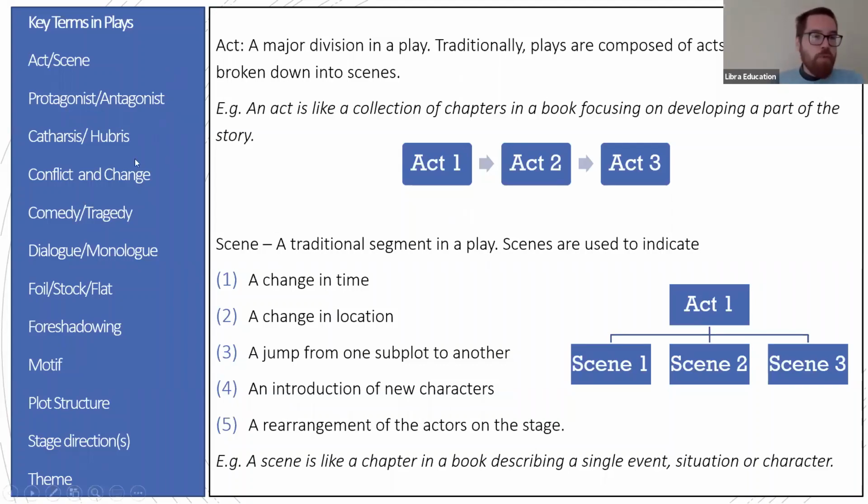We can see that we have key terms along the left. We've got quite a few that we want to go through in today's lesson. These are all vital ideas that you need to know for analyzing plays. And we're going to go through each one, one by one, just to go through the key concepts and terms to use in plays. The first one we have is act and scene.